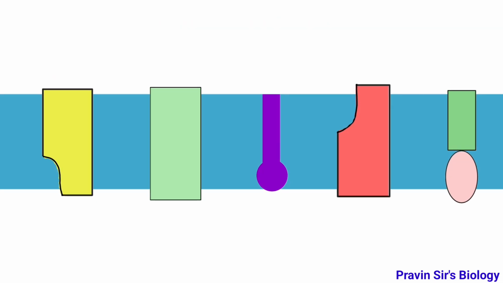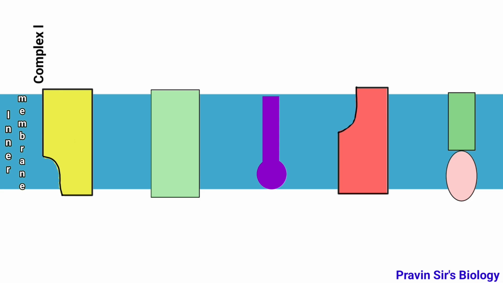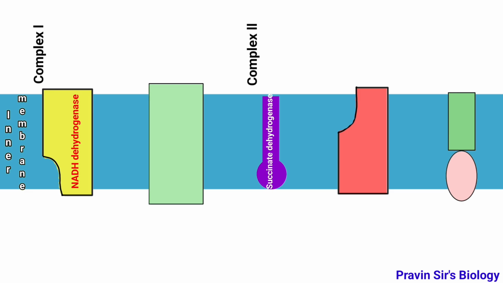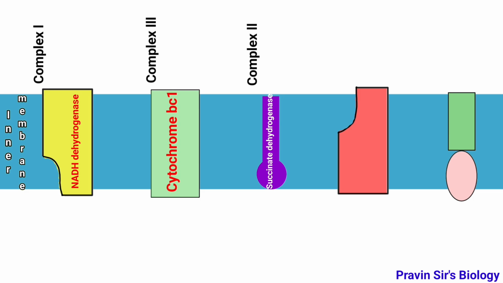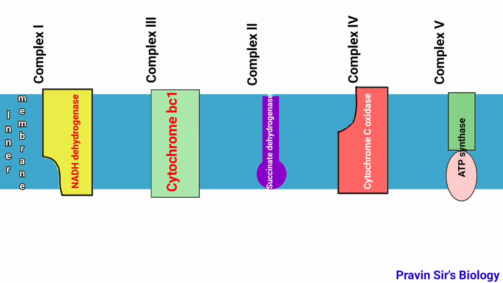There are 5 complexes. This is complex 1, called NADH dehydrogenase. This is complex 2, called FADH dehydrogenase or succinate dehydrogenase. This is complex 3, also called cytochrome BC1. This is complex 4, that is cytochrome C oxidase, and this is complex 5, that is ATP synthetase. Let's start with the process.